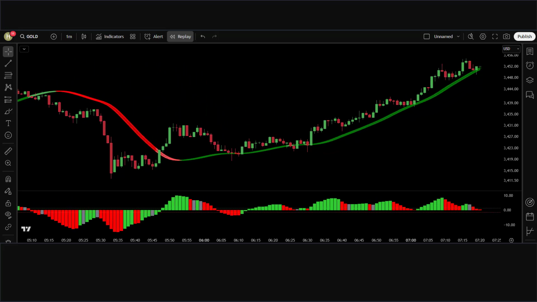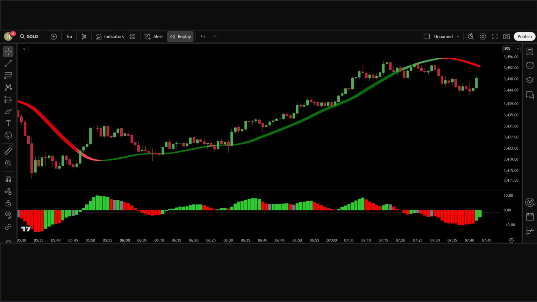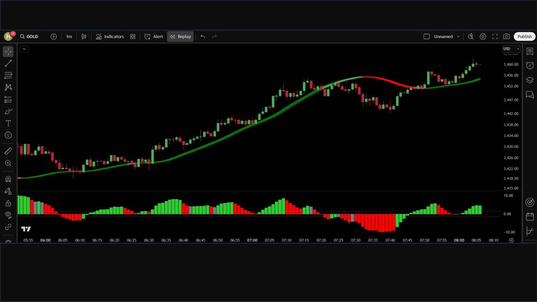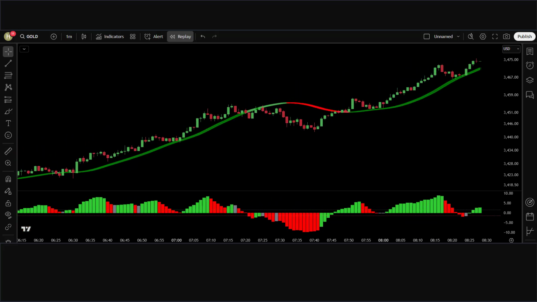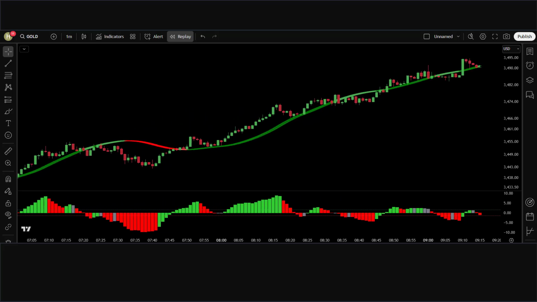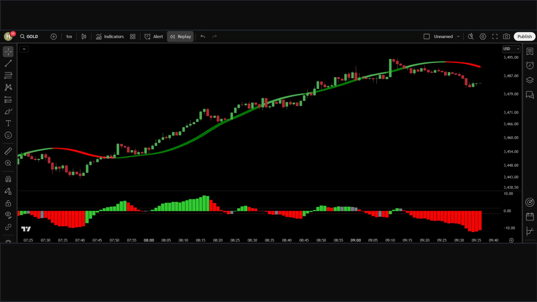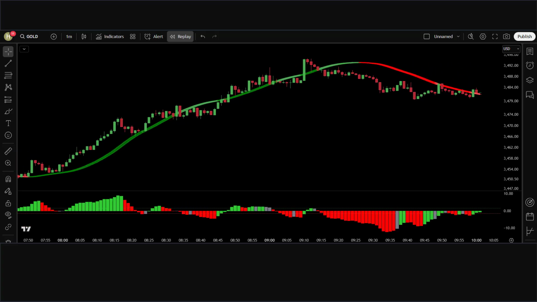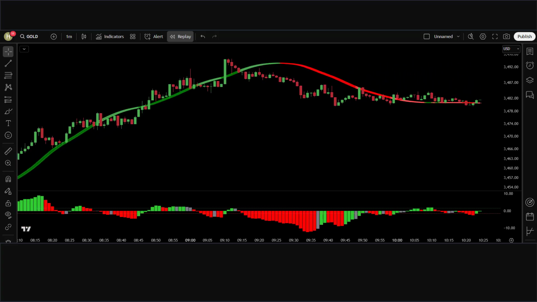It's perfect for identifying trends, finding pullbacks, and even timing your entries more precisely. We'll show you how to add it to your chart, customize it, and use it effectively in your trading strategy. Simple, powerful, and highly effective. If you haven't used the Hull MA yet, you're missing out.